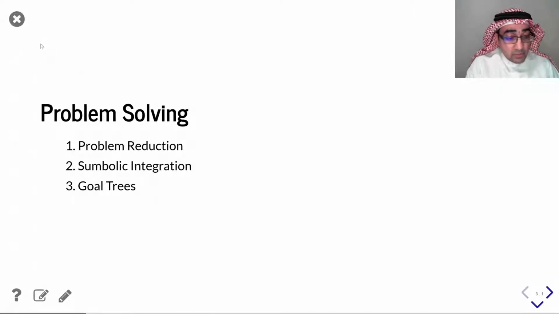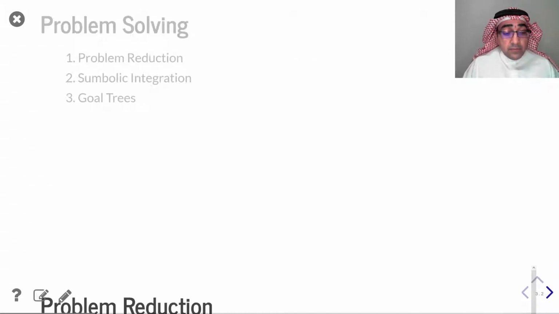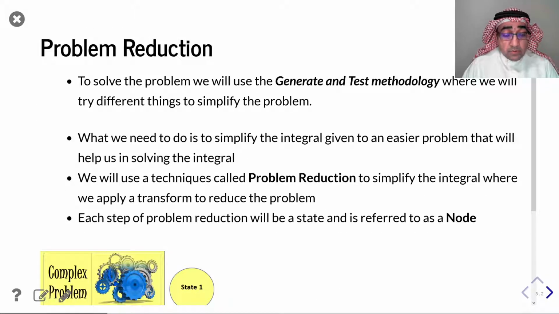Okay, so we'll be talking about problem solving, and we're talking about symbolic integration. So we will take the symbolic integration as an example, and then we'll show you how we can actually make a goal tree using this symbolic integration problem. So let's start by first defining what is problem reduction.